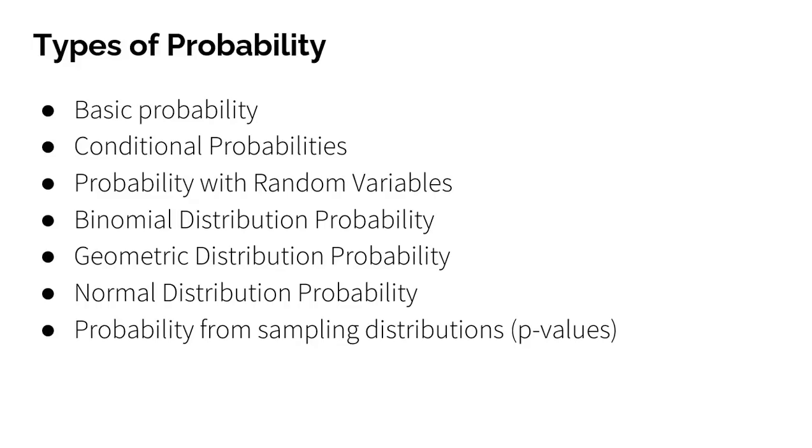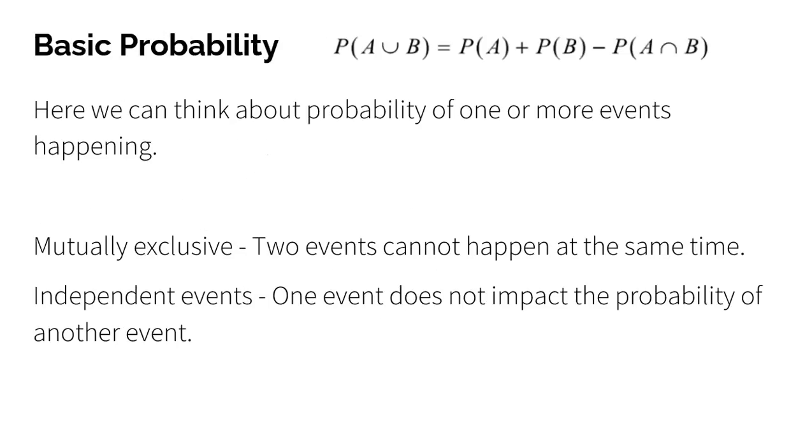So in this video, I want to talk about as many different types of probabilities as I can, give a quick couple simple examples, that way you could really start preparing for the AP exam. The different types of probability are basic probability, conditional probabilities, probabilities with random variables, the binomial distribution, the geometric distribution, the normal distribution, and then even probability that comes from sampling distributions, which produces p-values. All right, so let's just dive right into basic probability.